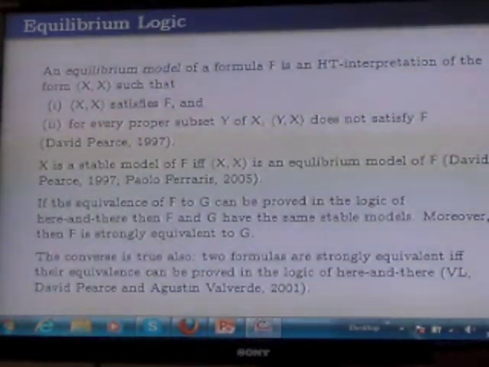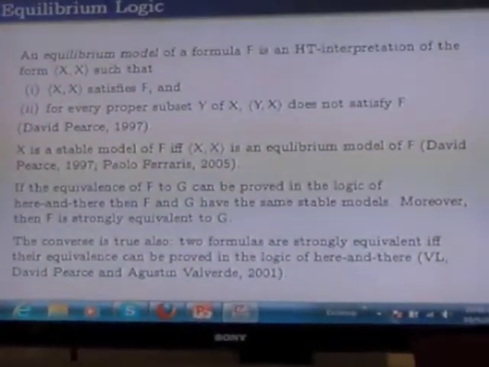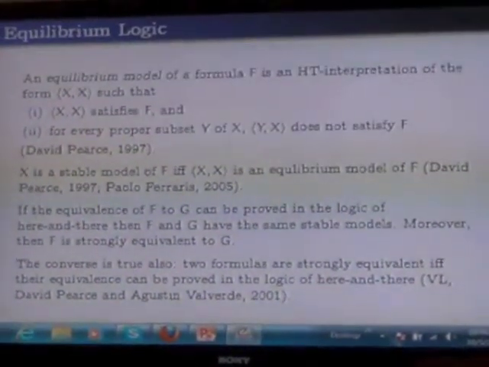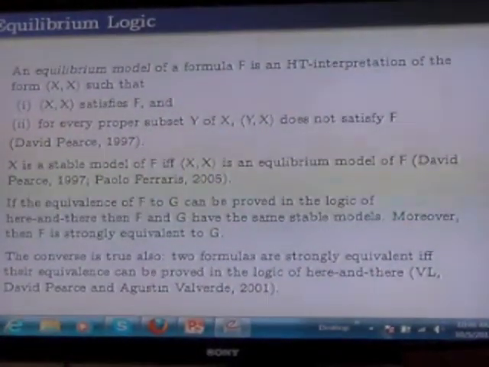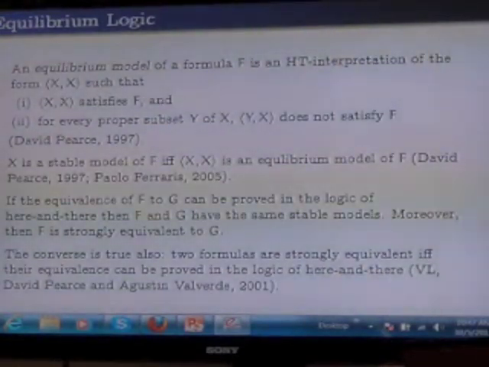It says if you modify the first element of the pair, the here world, in any possible way, and the possible ways are replacing it by subsets, because otherwise the condition that the first set is a subset of the other will not be satisfied, F will not be satisfied. In other words, the X as the truth assignment that we chose for the here world is minimal for our F. This is what he called an equilibrium model.